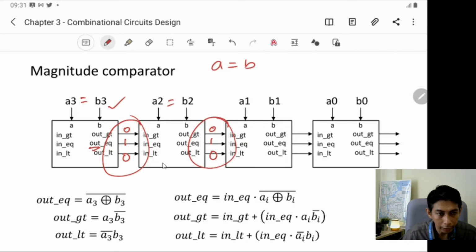So again, the input here, we know that should be equal to 1, right? INEQ equal to 1. And to get this equal to 1 is what we learned just now, is this. A, which is A2, XNOR B, B2. And now if both equal to 1, that's we will get this equal to 1. All right.